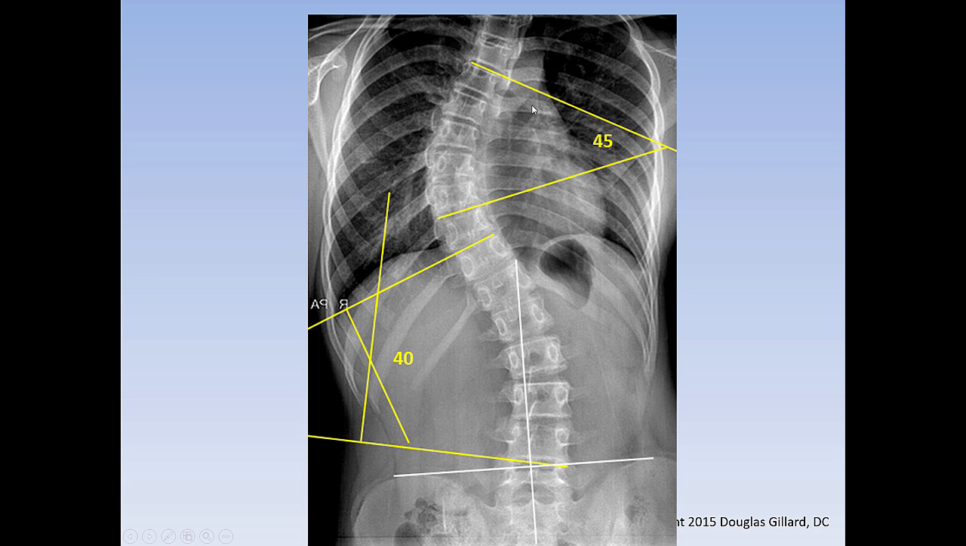The Lenke 2 was the main thoracic was structural and major, while the proximal thoracic was minor. There's no proximal thoracic. Lenke 3 was the main thoracic was major, and the thoracolumbar-lumbar was structural and minor, and that's what we have here. So we have a Lenke 3 curve. Now let's do the lumbar modifier.